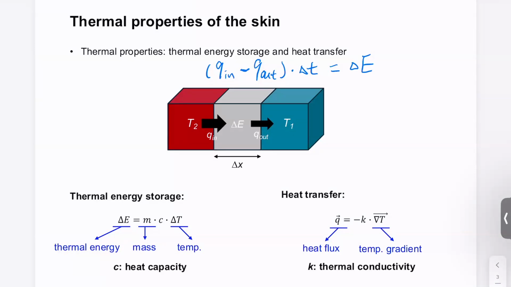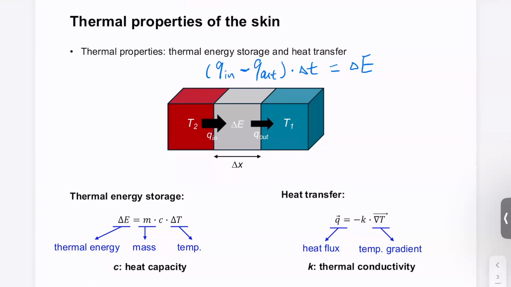Do you agree on this? Q in minus Q out times delta T equals the energy that is stored in the material during this period. Yes. Conservation of energy. Okay, so how do we characterize thermal energy storage and heat transfer?